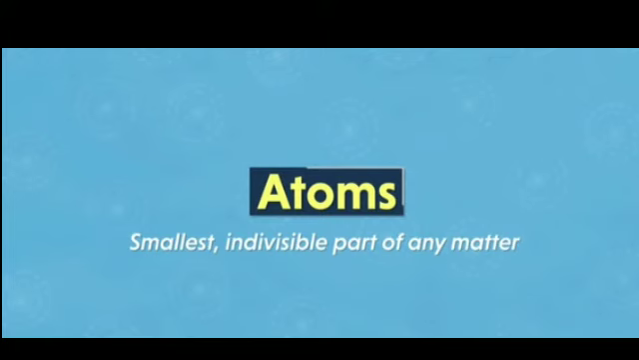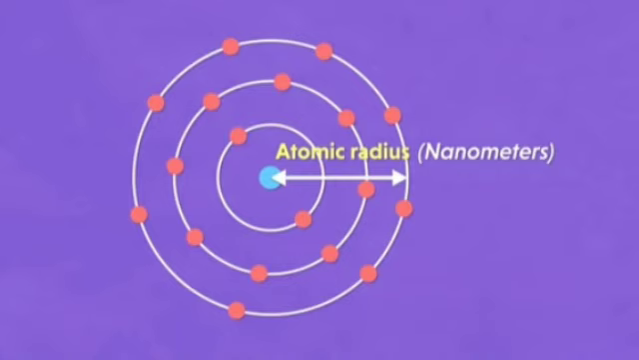Next is atomic size. An atom is the smallest indivisible part of any matter. You have seen in the previous standard that size, or volume, is a fundamental property of matter. The size of an atom is indicated by its radius. Atomic radius is the distance between the nucleus of the atom and its outermost shell. Atomic radius is expressed in the unit picometer, which is smaller than a nanometer.